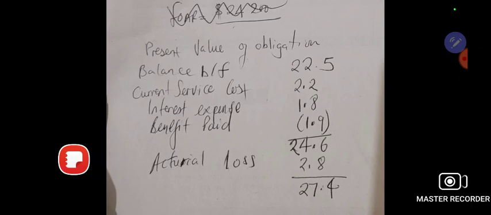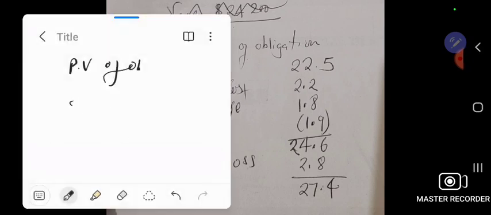Then the next one is interest expense. How did this come about? So you will note that there's the 22.5 you're seeing there. The interest is always charged on the opening balance. Please remember this. And that's how we got the 22.5. And of course, lastly, we have that.